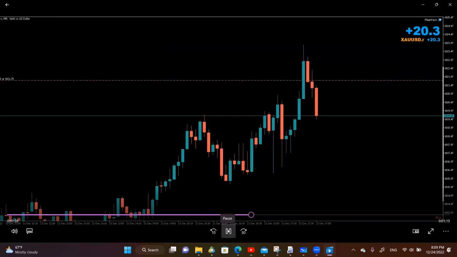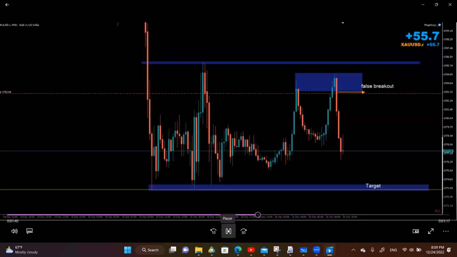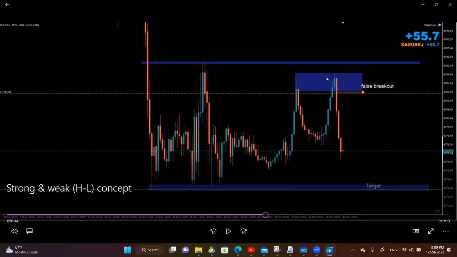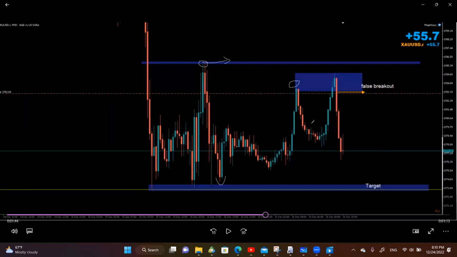Same idea. I think duplicated. This is 15 minutes also. Some of the trades are 5 minutes, some of the trades are 15, some of them are 30 minutes. So we had a bullish rejection zone previously. Price created strong low to retest strong high to push down weak lows. That's why I took the trade.